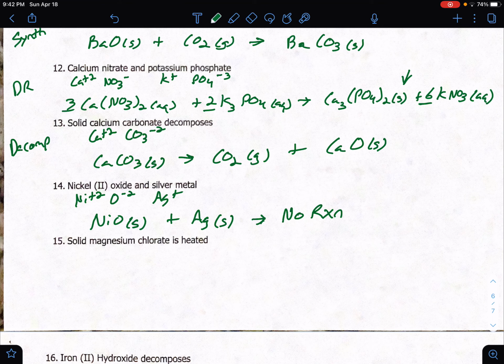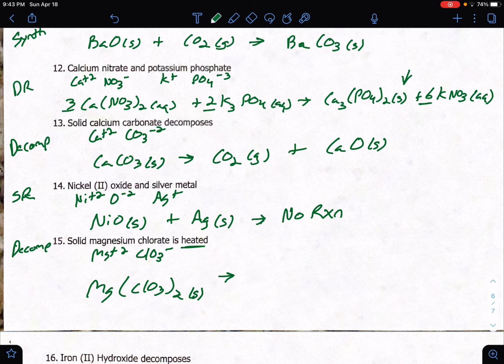15, solid magnesium chlorate is heated. Heated means we're going to break down, so this is going to be decomposition. Sorry, that last one would be a single replacement. So magnesium, Mg +2. Chlorate is ClO3 with a -1. So this would be Mg(ClO3)2. And we already said this is a solid.